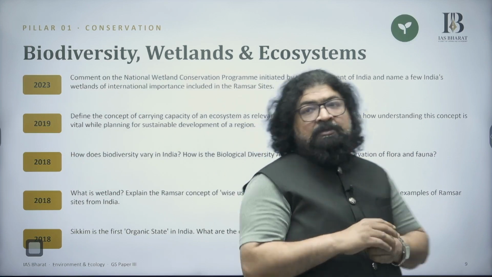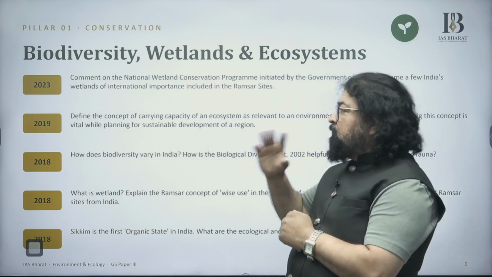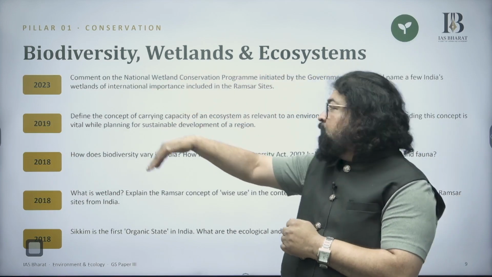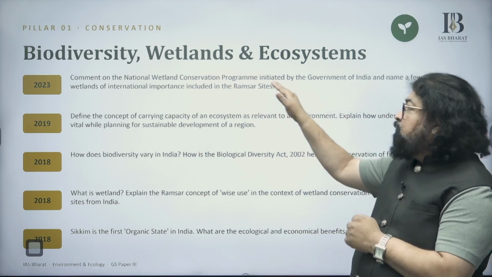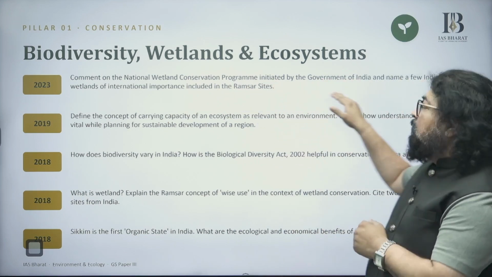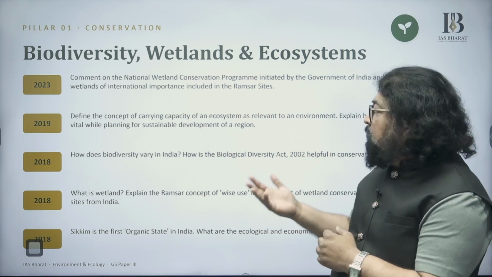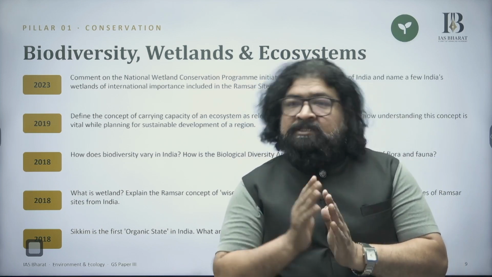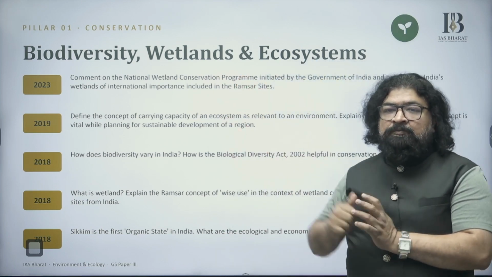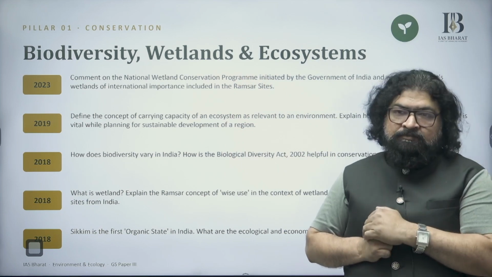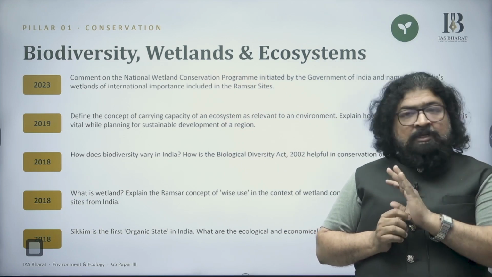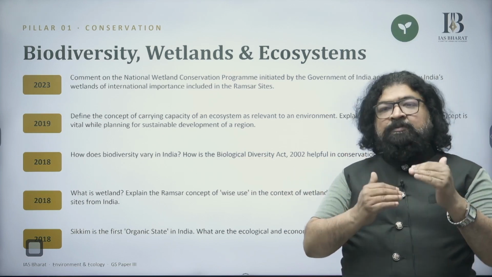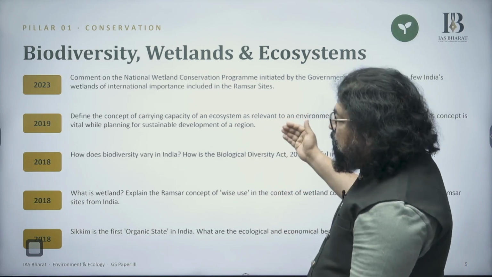And now if you look at certain questions, let me just briefly go into that. Biodiversity, wetlands and ecosystems, 2023. The question was: comment on the National Wetland Conservation Program initiated by the Government of India and name a few wetlands of international importance, including the Ramsar site. The first part is the government program, and the second part is the names of the Ramsar sites, which is very easy to write an answer for. It's not difficult. If you know the government program, you can easily write the answer. You have to start with an introduction, then the body of the answer.